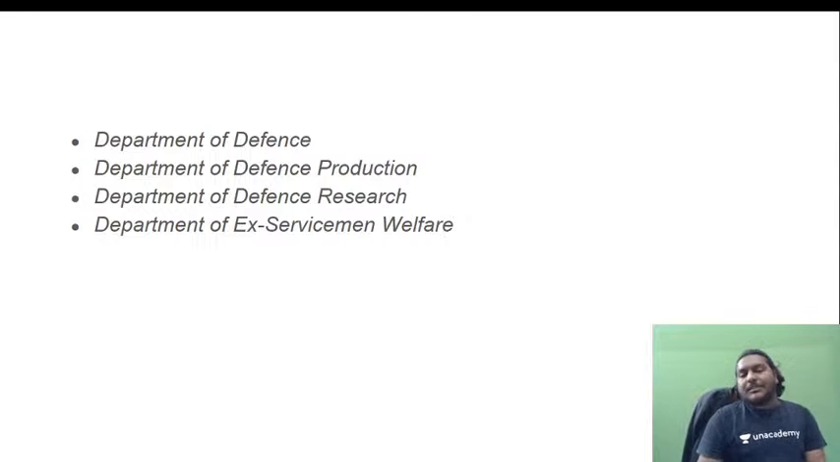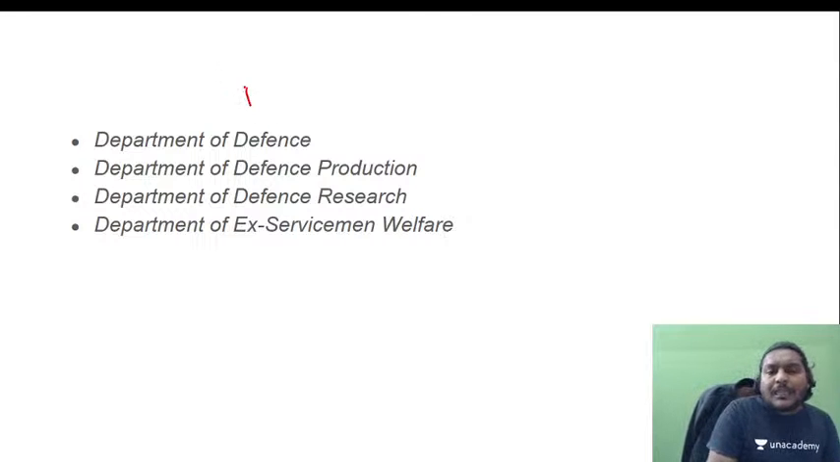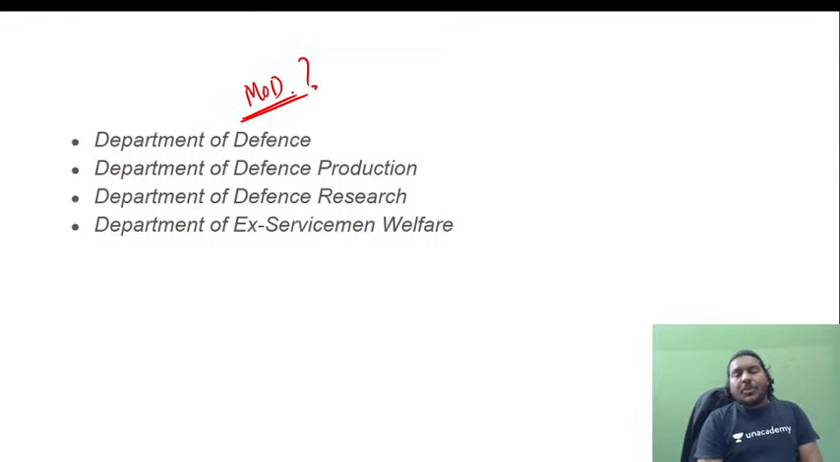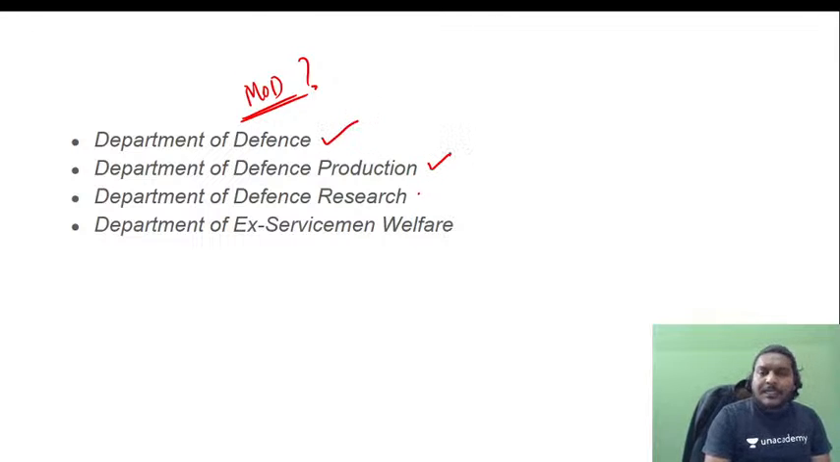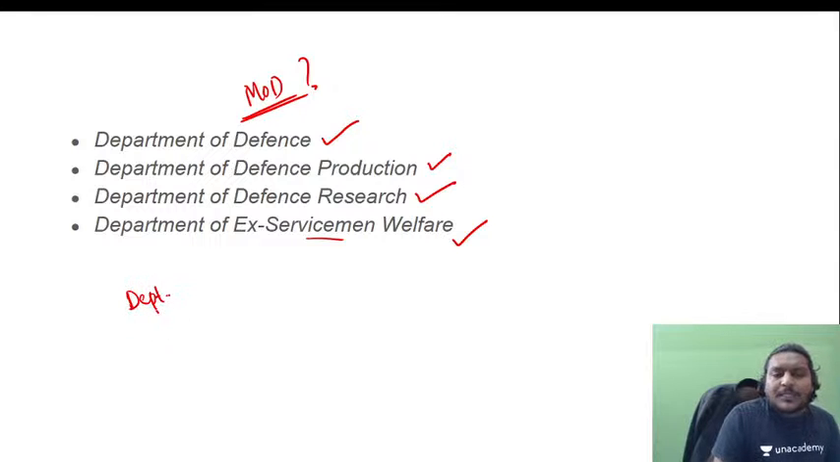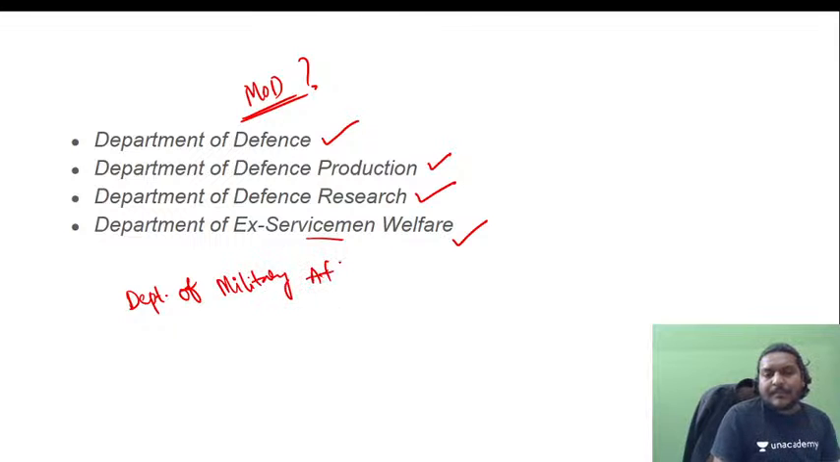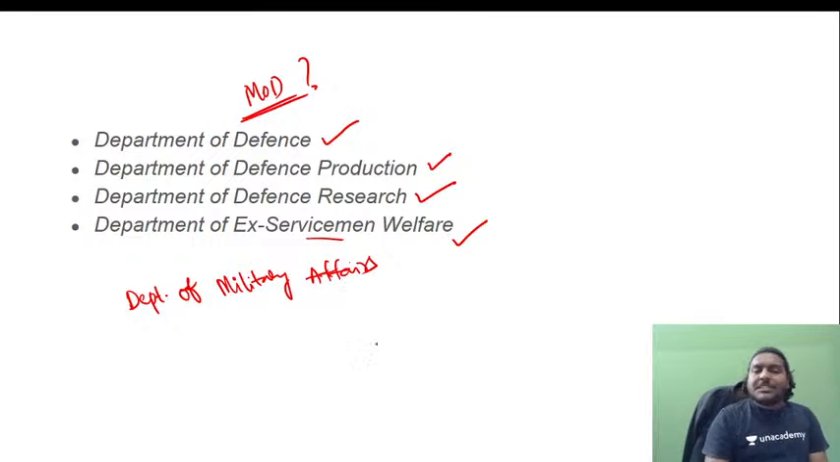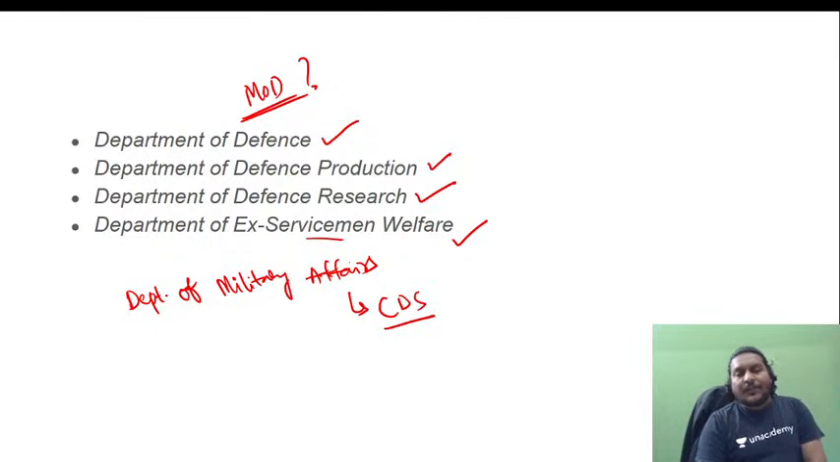And what are the different departments we have under the Ministry of Defense? When you talk about the different departments, we do have the Department of Defense, Defense Production, Defense Research, Ex-Servicemen Welfare. And are these the only departments? Definitely not. Why? A department called the Department of Military Affairs has been created. And this Department of Military Affairs is headed by none other than the Chief of Defense Staff, which is a new department which has been created under the Ministry of Defense. So that is something with respect to them.